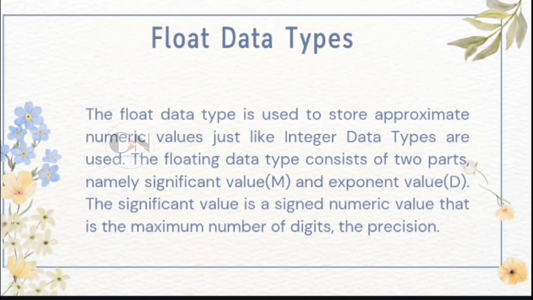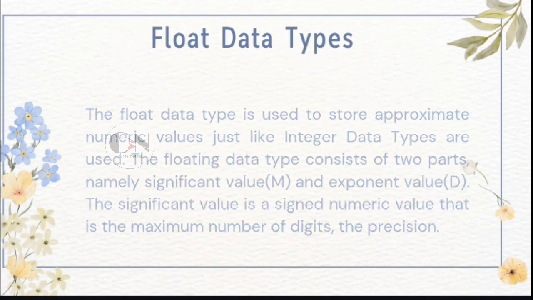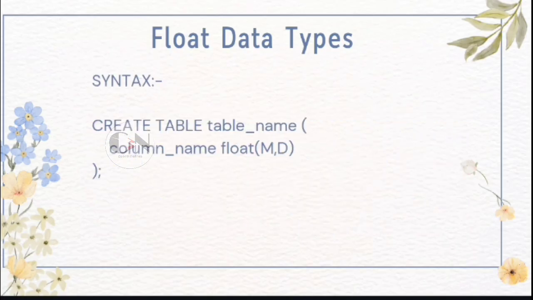Moving on to next data type, float data type. The float data type is used to store approximate numeric values just like integer data type are used. The floating data type consists of two parts, namely significant value m and exponent value d. The significant value is a signed numeric value, that is the maximum number of digits, the precision. Syntax: create table, table name within bracket, column name, float within bracket m, d.